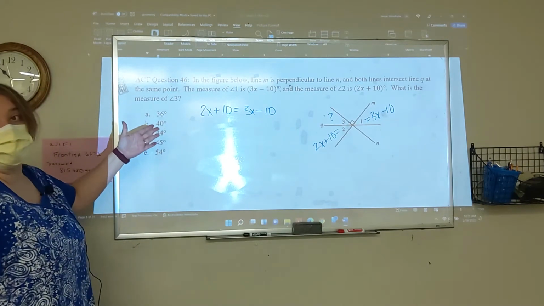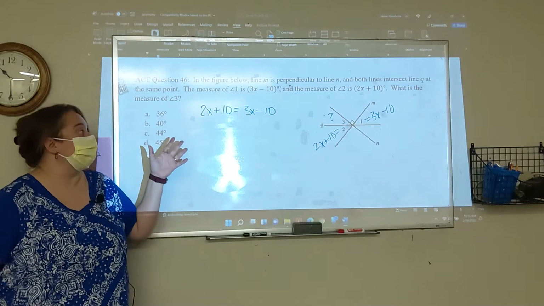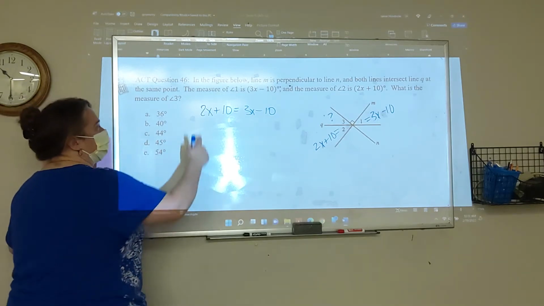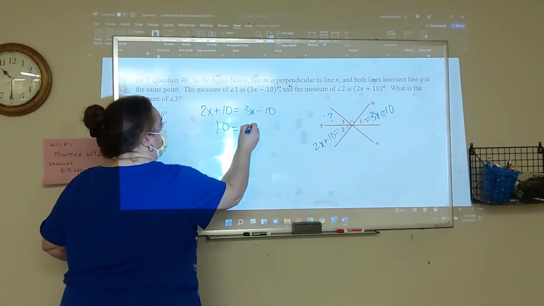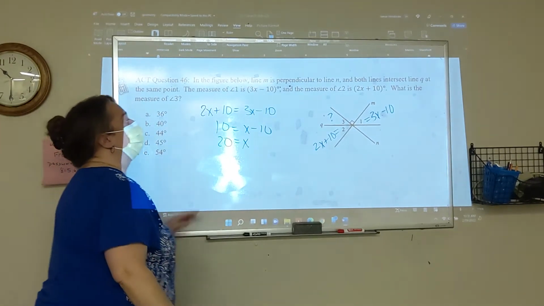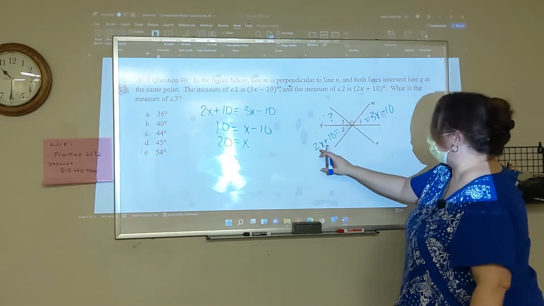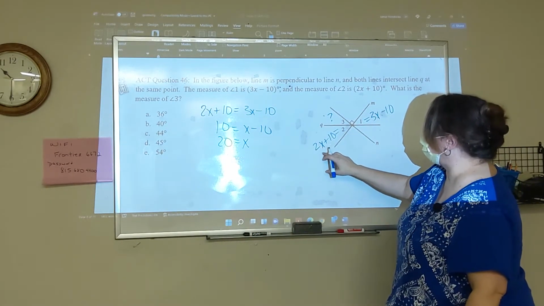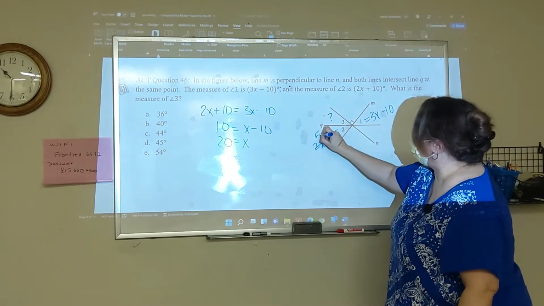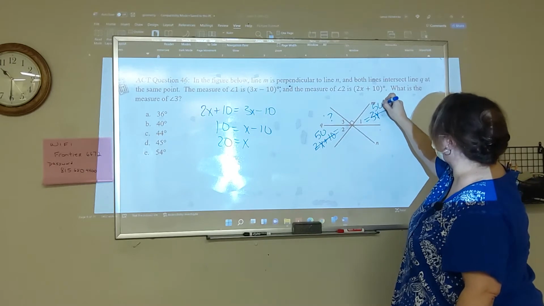Now that's going to let me solve for x. Even if I don't know where to go from there, that's at least going to let me get x, and usually solving for x is a good thing. So I'm going to move the x's over, so that's 10 equals x minus 10. Move the 10 over, that's 20 equals x. All right. So if x is 20, I can plug that back in and get these guys, and they better come out to be equal. So if x is 20, that's 2 times 20, that's 40, plus 10, that's 50. So this guy is 50. 3 times 20, that's 60. 60 minus 10 is 50. Awesome, they came out equal. My x is correct.